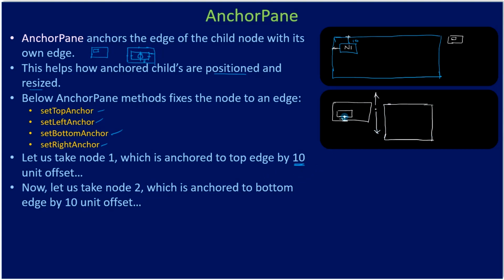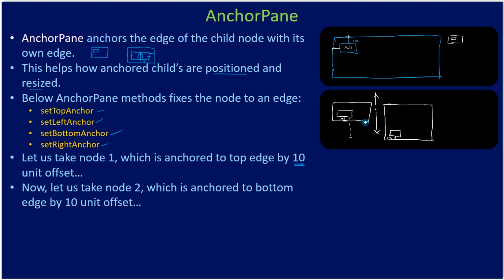So if you resize the form height wise, since the bottom edge is fixed, when you are resizing it, the control will move with the resizing direction and maintain the anchoring edge of 10. So now let's take node 2, which is anchored to the bottom edge by 10 unit offset. That means this 10 unit offset will always be fixed when you are resizing the form.